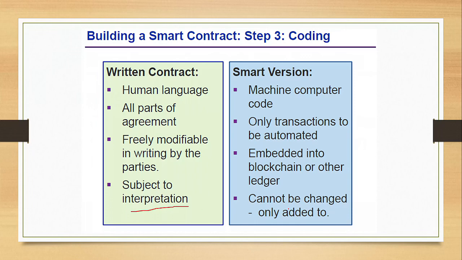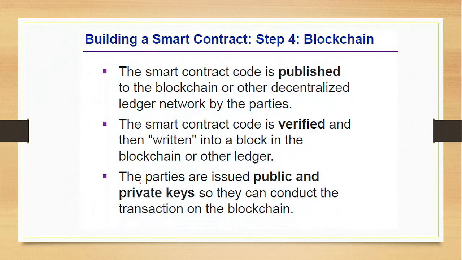For the smart version, it cannot be changed. You can only add to it. When you change, you have to go back to the written contract and adjust it. So whatever has been agreed from the written contract can only be added to the already implemented code. Therefore, within the fourth step after coding, we now implement our smart contract within the blockchain platform.